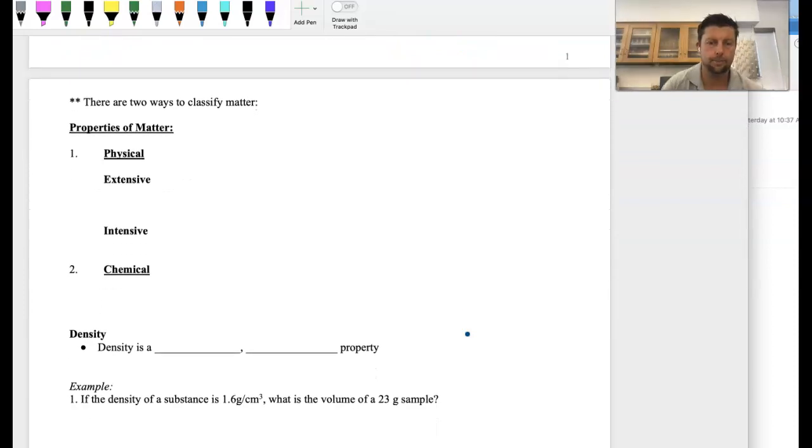All right, just quickly finishing this up. And again, you can speed this video up or even skip parts. But for properties of matter, if we're talking about physical versus chemical, physical means that we can observe or measure without changing the identity of the substance. So if you're taking something's temperature, you don't need to change its identity.